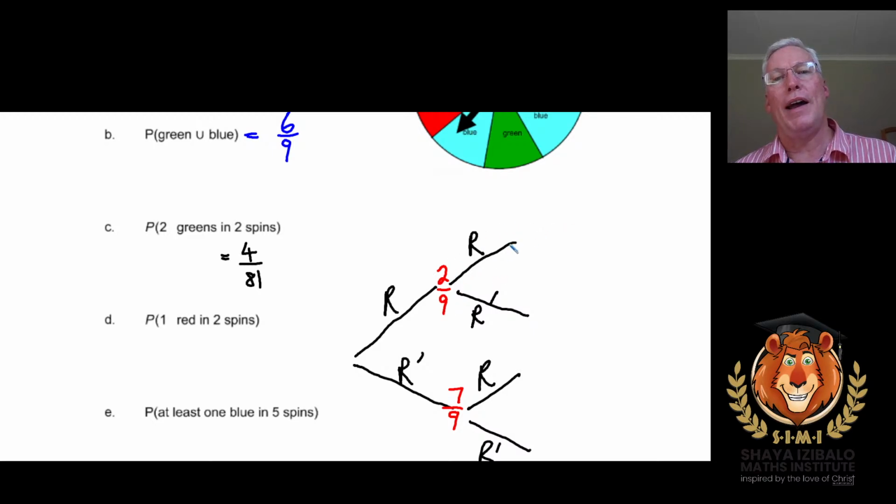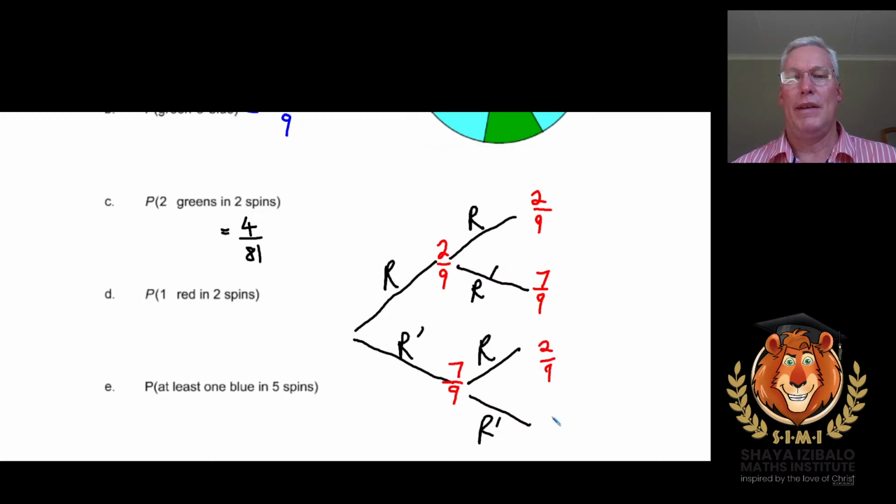Okay. If I was to spin again, the probability of getting a red again now would be 2 out of 9, and a non-red, 7 out of 9. Here, 2 out of 9, and 7 out of 9. Now, I want 1 red in the 2 spins. So I don't want to operate on the top branch, which gives me 2 reds, and I don't want the bottom branch, which gives me no reds. I want to take this branch, and I want to take this branch.